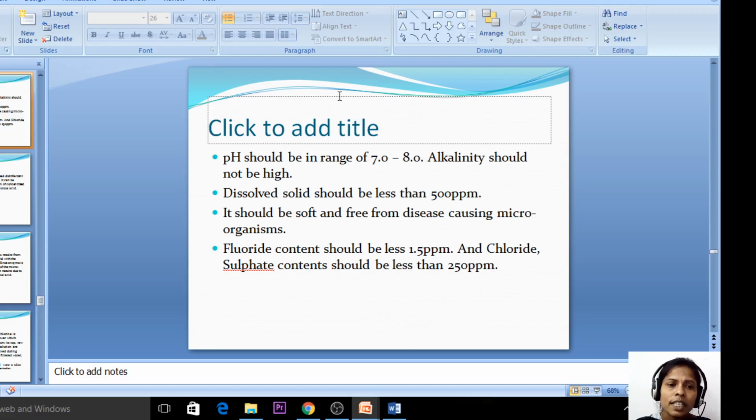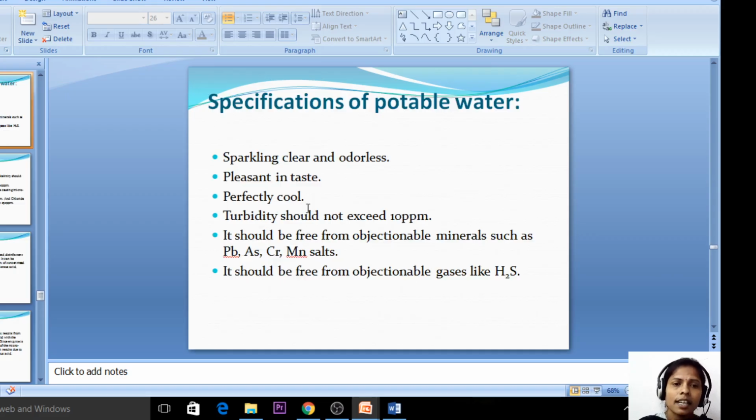Yes, so these are the characteristics or the specifications of potable water. It is very, very important for the 2 marks questions. What are the specifications of potable water? Write any 5 specifications or write any 4 specifications of potable water.